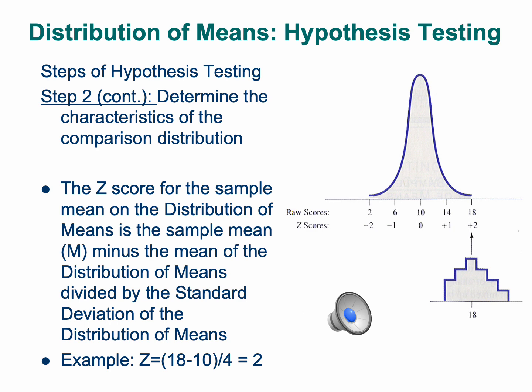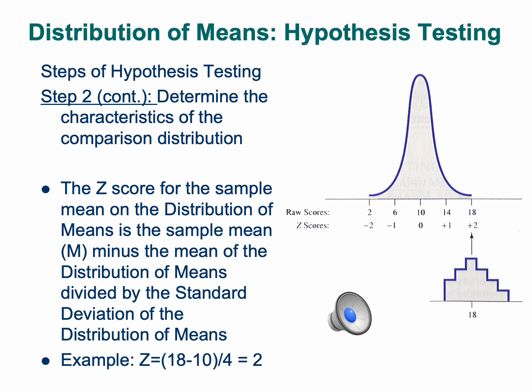In this case, the z-score for the sample mean on the distribution of means is the sample mean minus the mean of the distribution of means. So you got the mean of the distribution of means. Well, that's just like a mean like you've done before. So you have your sample mean, and then you have your reference mean here on the distribution of means. You take that difference score between the sample mean score and the mean of the distribution of means, and you divide that by the standard deviation of the distribution of means.